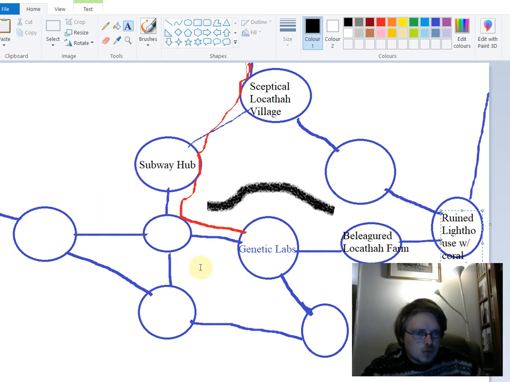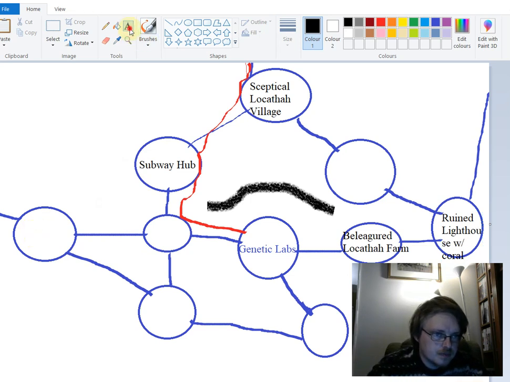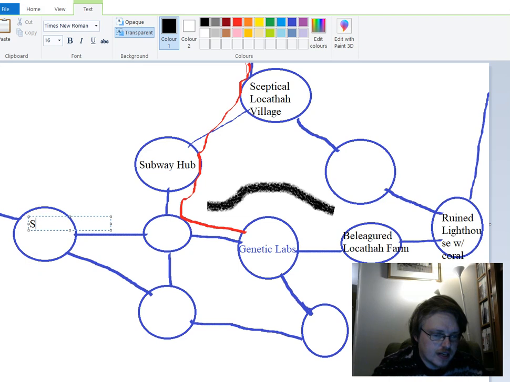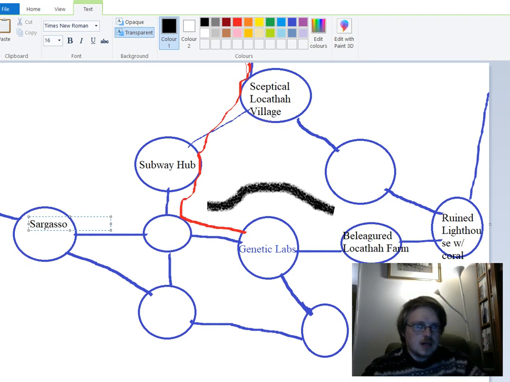Then what about over here? This way, yeah, we'll have the idea of a kind of area of Sargasso here. So that is then an environmental problem. So there, coming from the north, you've got these skeptical Locathah, which is a social problem. It would be a really great base, but they don't really want you to stop there or travel through there.